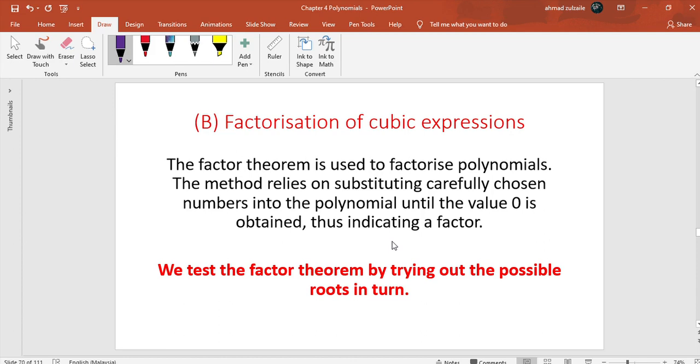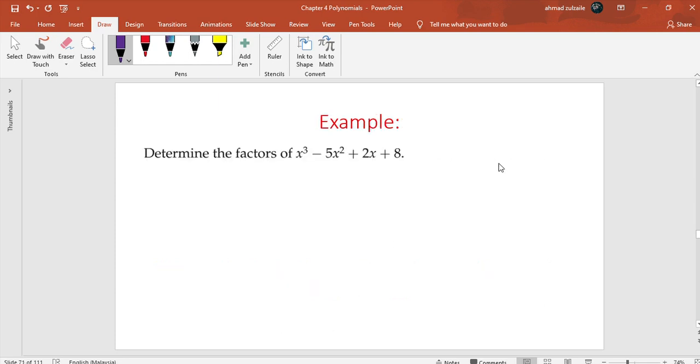Let's say they ask you to factorize a cubic expression without giving any divisor. Then how do we know what is the suitable divisor to use? Over here we'll use trial and error to determine the suitable factor for this polynomial. Let's take a look at one example. The question asks you to determine the factor of x cubed minus 5x squared plus 2x plus 8. Without being given any divisor, how do we factorize this one?